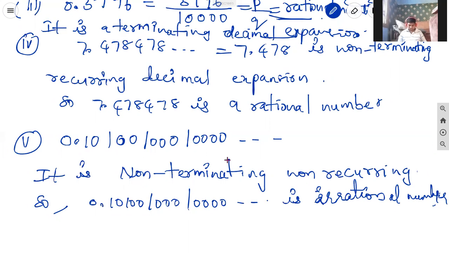By observing the numbers only, we can say whether it is a rational number or irrational number. If the number is terminating or repeating, that is a rational number. If the number is not repeated, that is non-terminating, non-recurring, it is an irrational number.